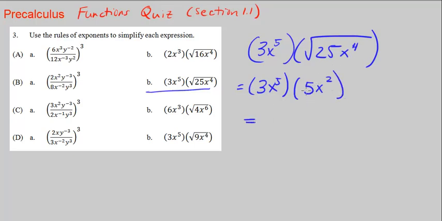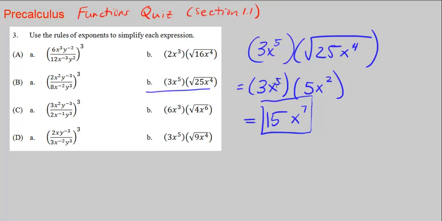And now we're just multiplying across. 5 times 3 is 15. X to the 5th times x squared, we just add the exponents, it's x to the 7th. And that's the answer for part B of number 3 on version B.